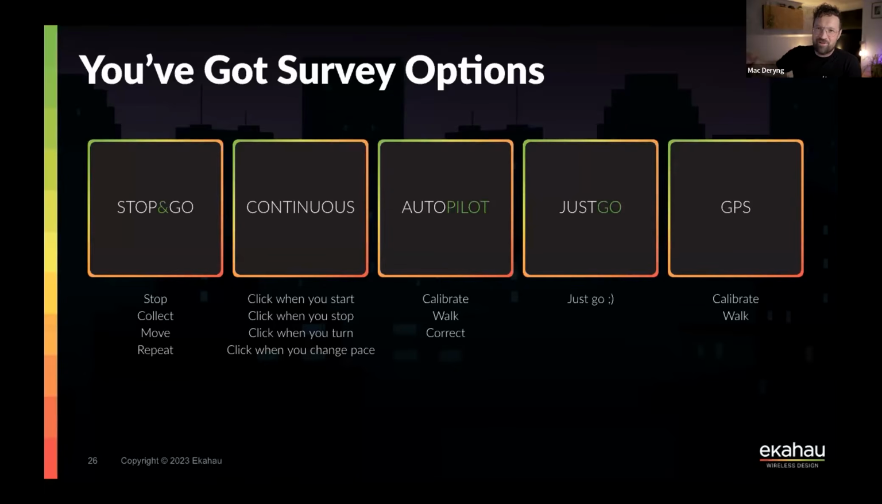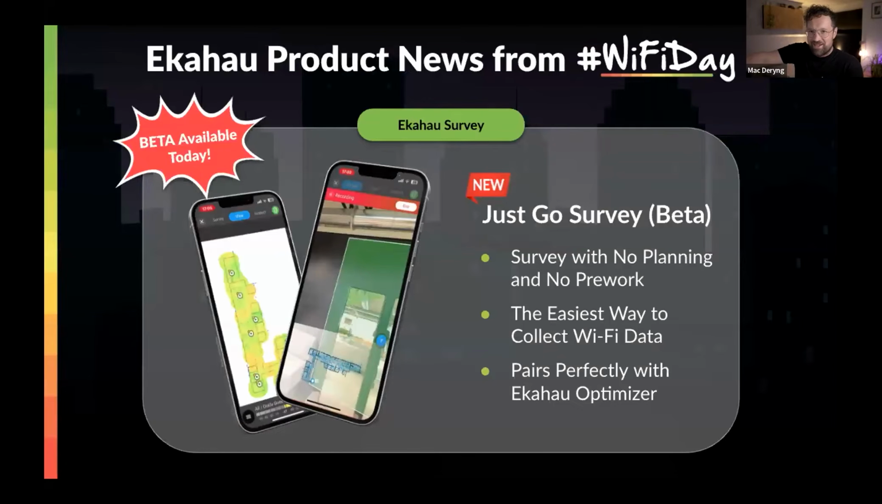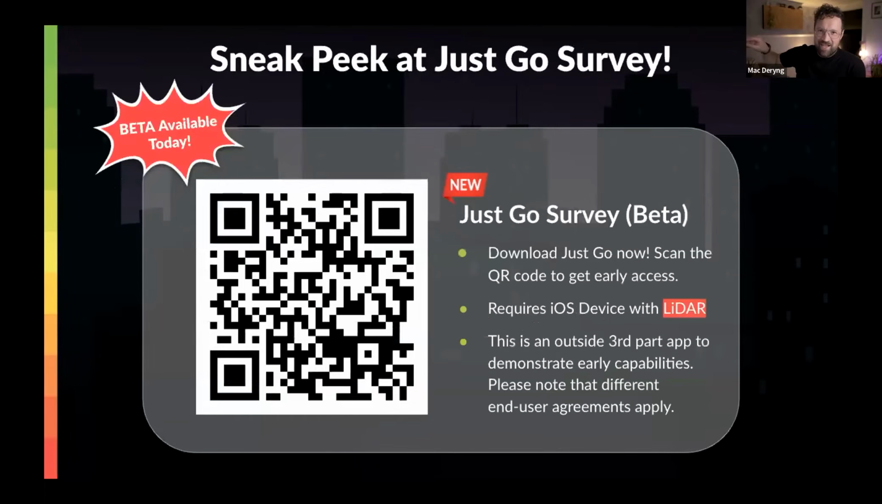And for everyone that is here today on the webinar, you will have access to a beta program to test out Just Go. So how cool is that? On the next slide, you will see a beautiful QR code. So scan that, enroll, and enjoy. So how easy is it to get your hands on the Just Go survey now? Just a few clicks away.